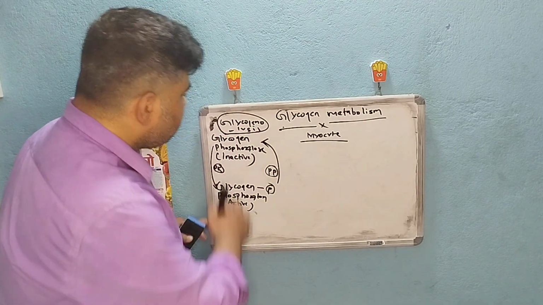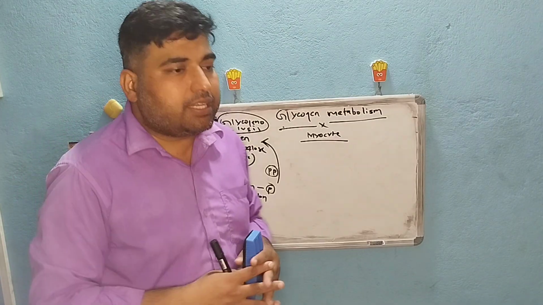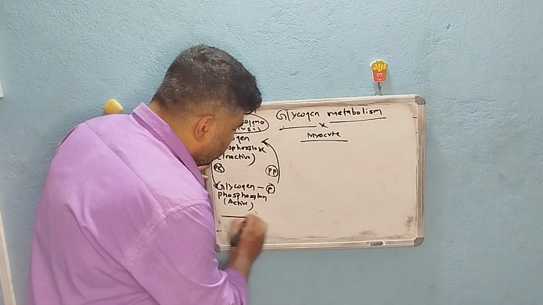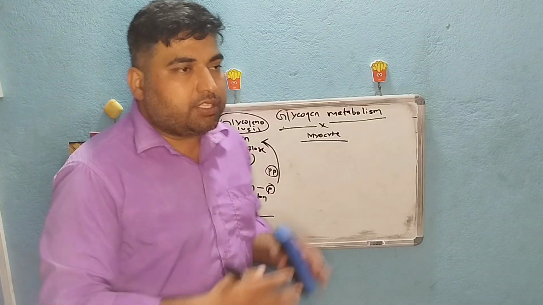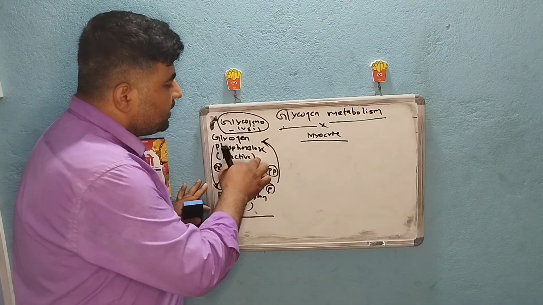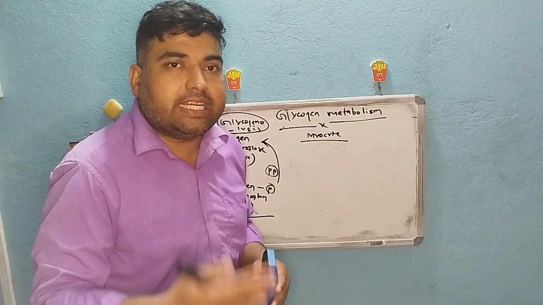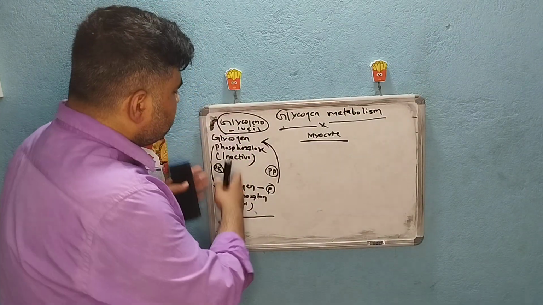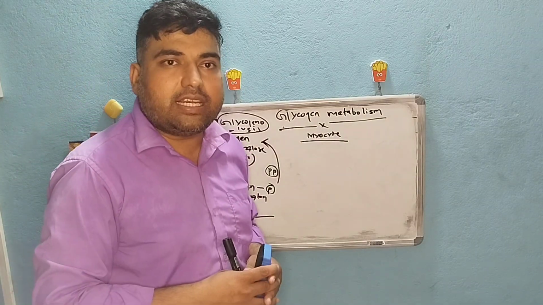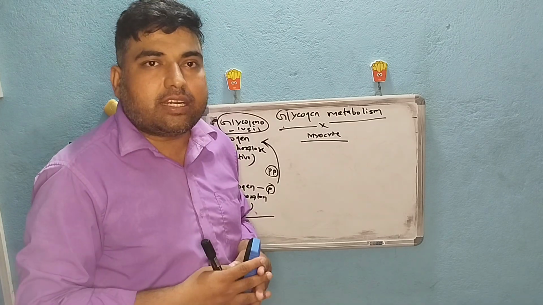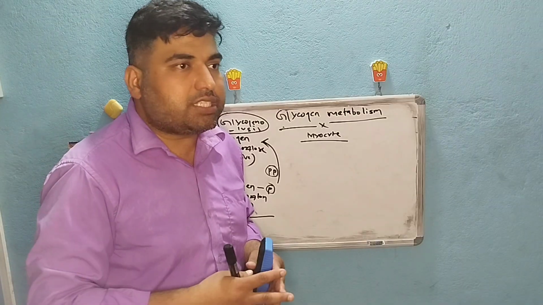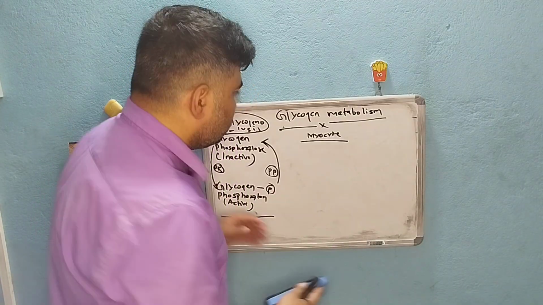This glycogen phosphorylase is a part of glycogenolysis. It is active in the phosphorylated state and inactive in the dephosphorylated state. The activation of glycogen phosphorylase requires the activity of phosphorylase kinase that is activated by the binding of hormones to the receptors. That is the process I'll be describing in this video.